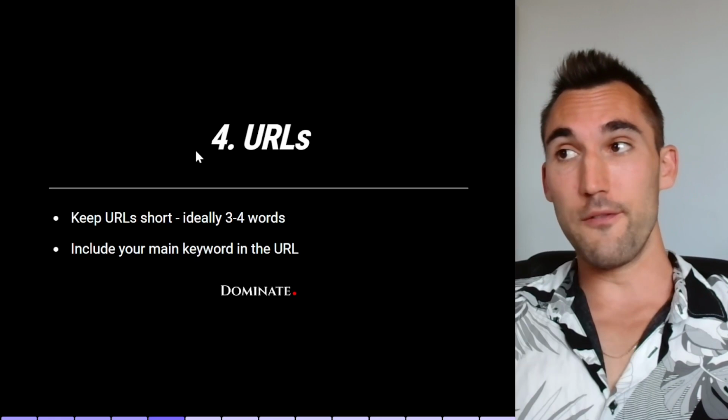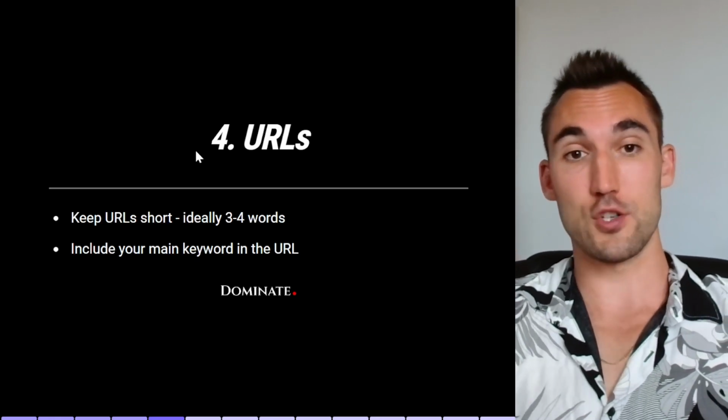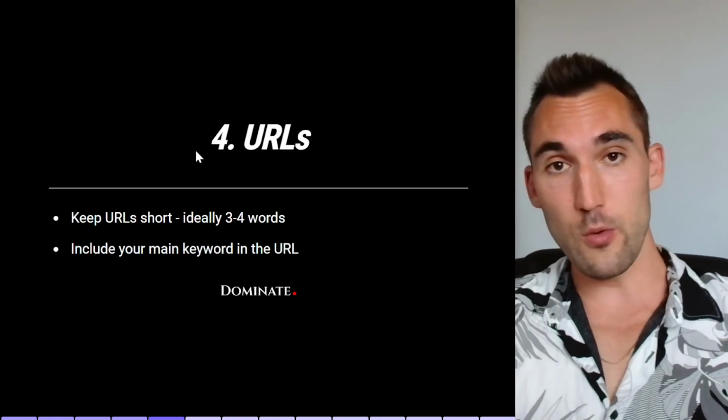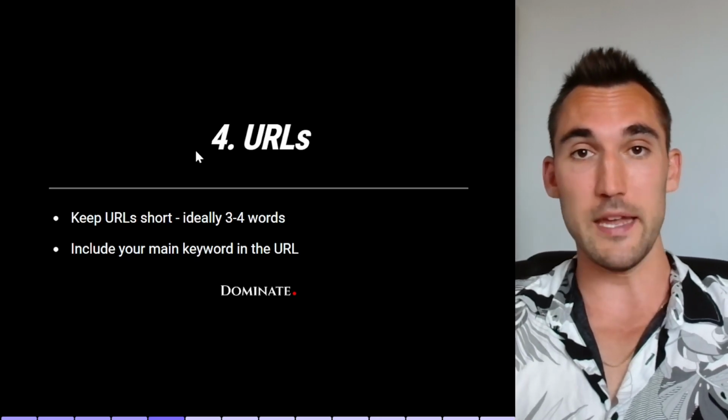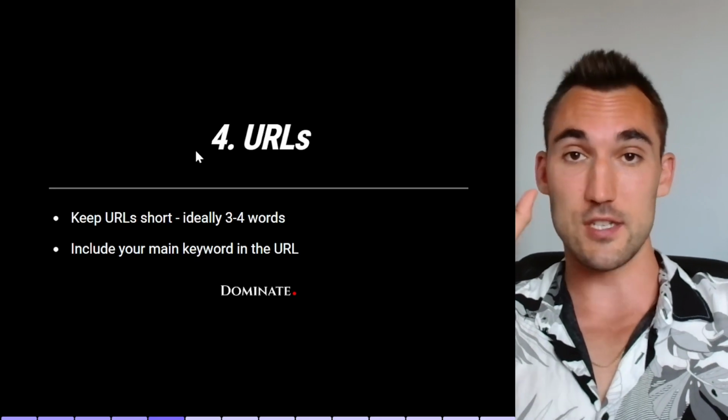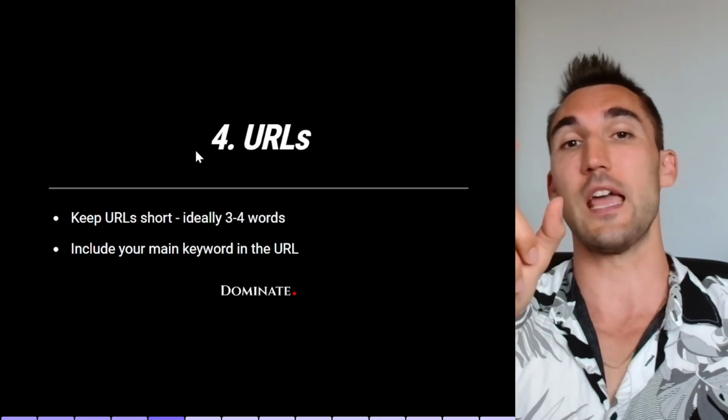Google looks at the URL first before everything else. So maybe I should have actually put this as number one, but Google looks at the URL first because it scans that before it even gets to your website. So it figures out what the page is about from the URL. So the URL is extremely important to be accurate as to what this actually is about.